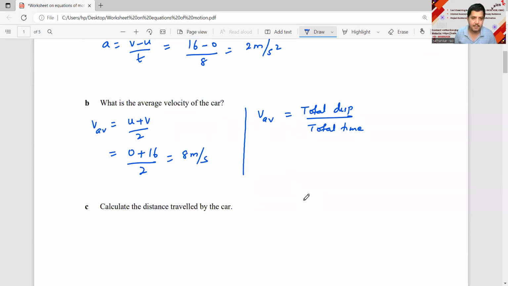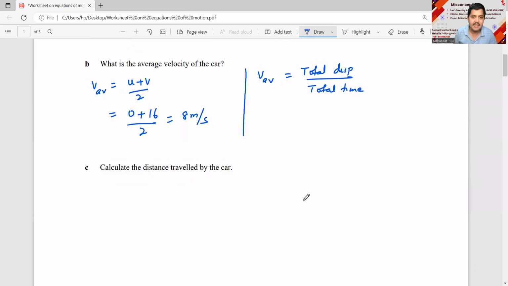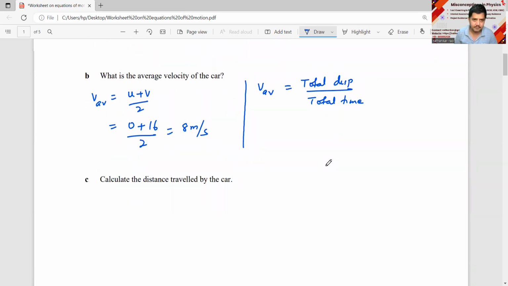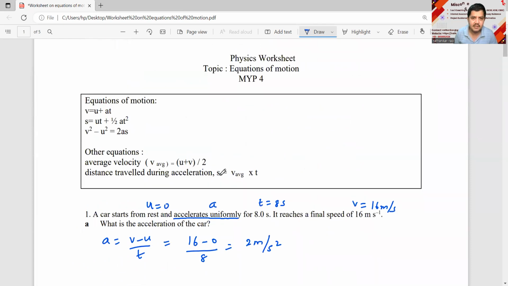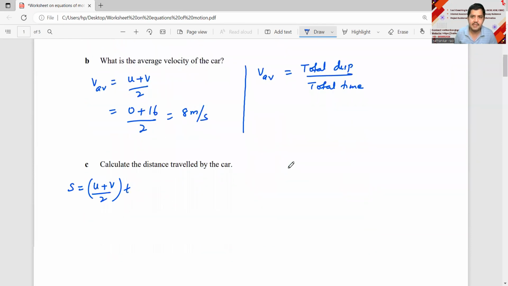Now let us look at the third part of this problem. Calculate the distance traveled by the car. How do you calculate it? You can use u plus v divided by 2 multiplied by t. Which equation is this? The average velocity equation: v average multiplied by t is equal to s. So I'm going to use this equation.